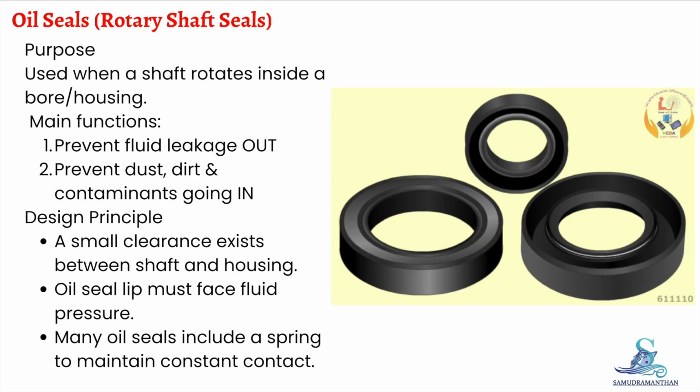Oil seals are used when a shaft rotates inside a bore or housing. They have two functions. Prevent fluid leakage out. Prevent dirt and dust from entering the system. Design principle. There is a small clearance between shaft and bore. The sealing lip must face the fluid pressure side. Many oil seals contain a spring, which applies constant contact pressure on the shaft.